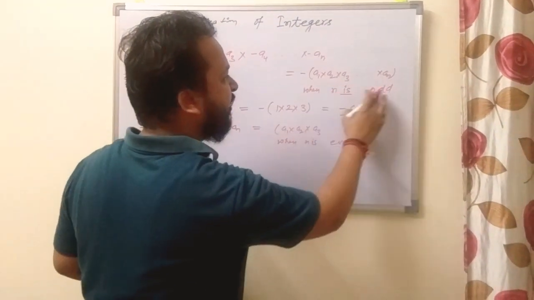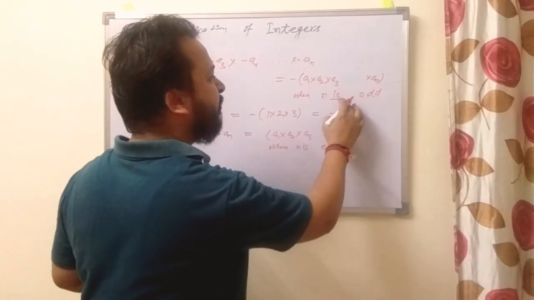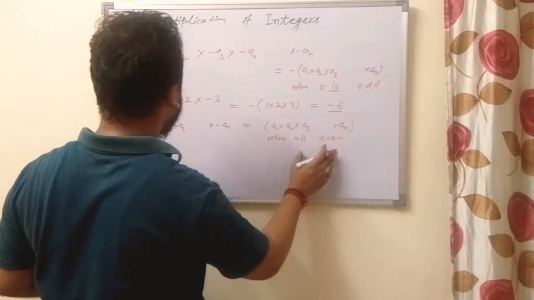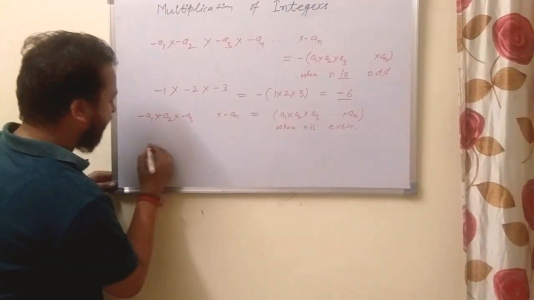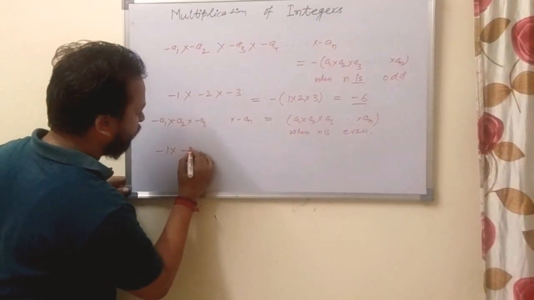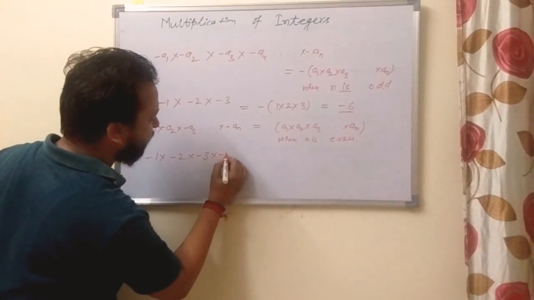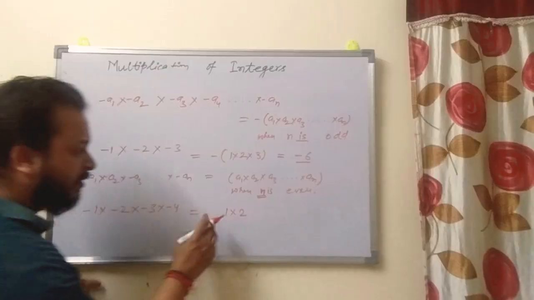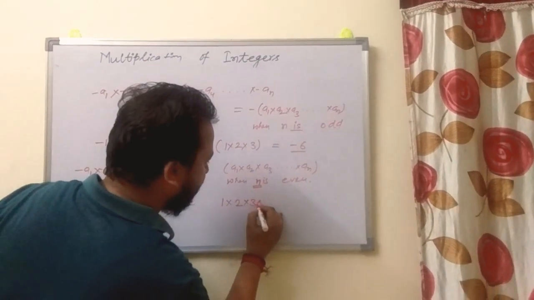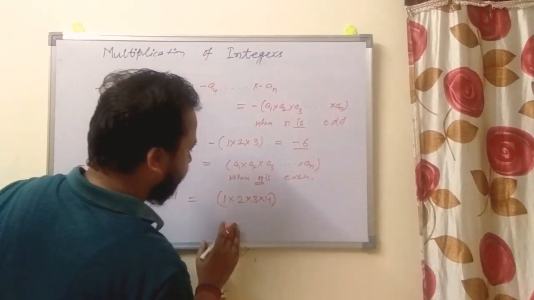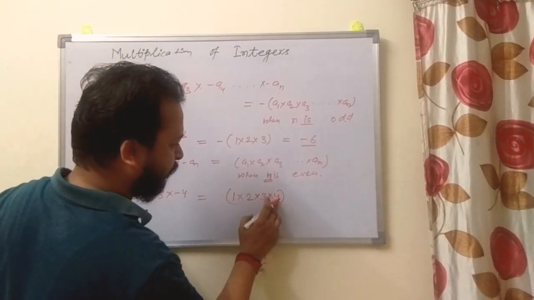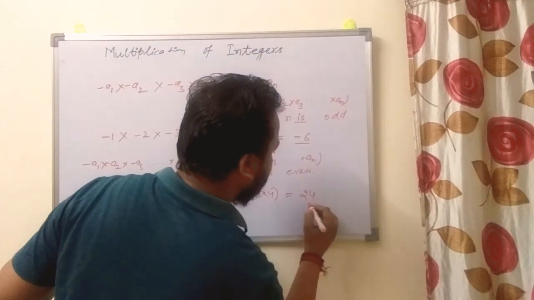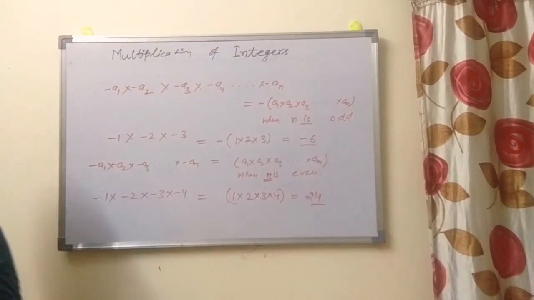So actually here when n is odd, the number of terms must be odd, means 3, 5, 7, 9, and here the number of terms must be in even form. Like if it is written as -1 multiplied by -2 multiplied by -3 multiplied by -4, the number of terms are in even form. So it is written 1 multiplied by 2 multiplied by 3 multiplied by 4. So 4 multiplied by 3, 4 3s are 12, 12 2s are 24. So the answer is 24. Right?